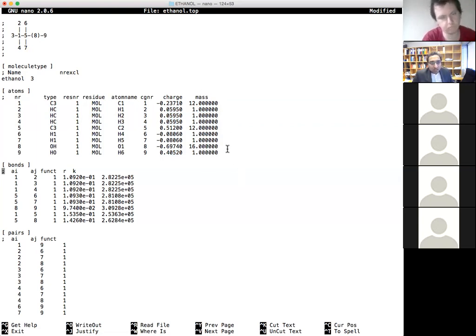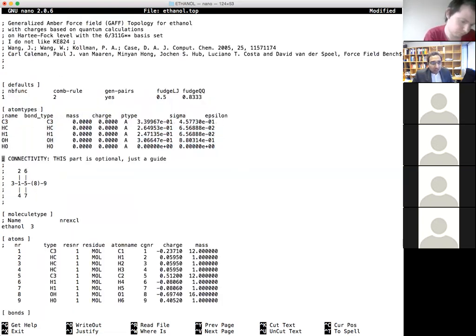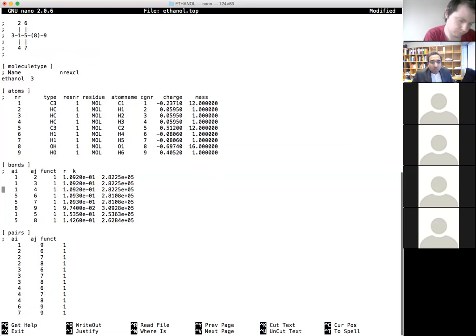So now we have a list of atoms. We know their partial charges and we know their epsilons and sigmas. So the program should be able to calculate both Lennard-Jones interactions and van der Waals interactions. Is this okay? Any questions?